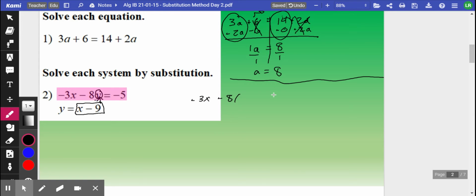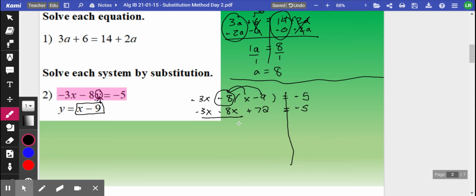I'm going to put parentheses where the y is because that's what I'm taking out, equals negative 5. And inside these parentheses, I put my x minus 9. And this is the equation that we're going to be solving. So first thing, distribute. And be careful distributing, especially with a negative. So negative 8 times x is negative 8x. Negative 8 times 9 is positive 72.